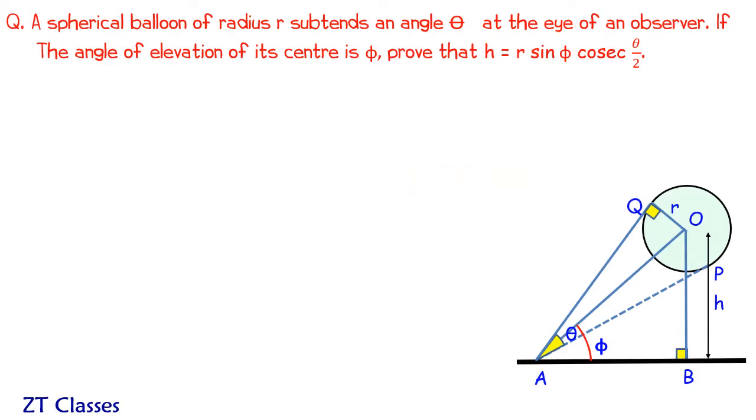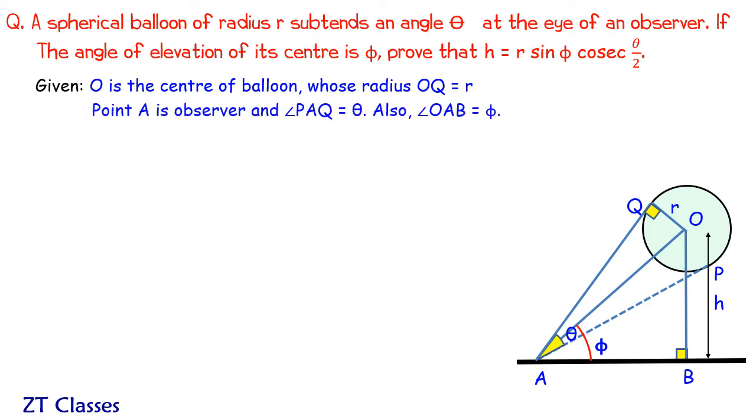Let's see the solution. Here what is given, let's write it down first, is that O is the center of the balloon and OQ is the radius. Also point A is the observer, and angle PAQ and angle OAB are given. Next is the proof. You have to prove that h is equal to r times sine phi into cosec theta by 2.